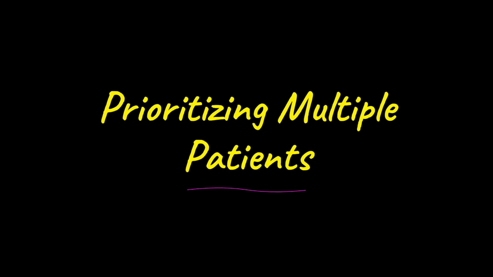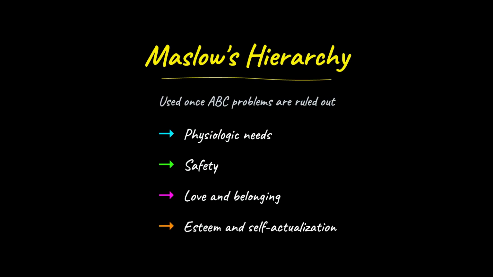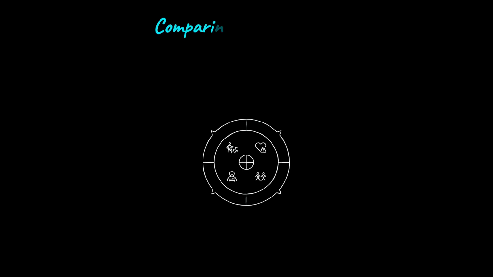When a nurse is caring for several patients at once, two frameworks decide who gets attention first: ABC and Maslow's hierarchy of needs. Airway, breathing, and circulation always outrank every other concern. Within ABC itself, airway is checked first, breathing second, and circulation third. Beyond ABC, Maslow's hierarchy ranks physiologic needs highest, followed by safety, then love and belonging, then esteem and self-actualization. Acute cardiac symptoms sit at the top physiologic tier, so they outrank emotional or planning concerns.